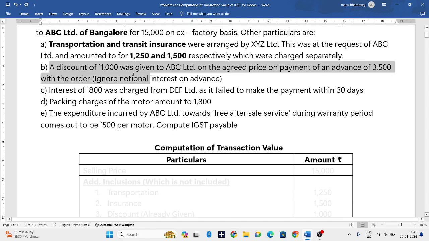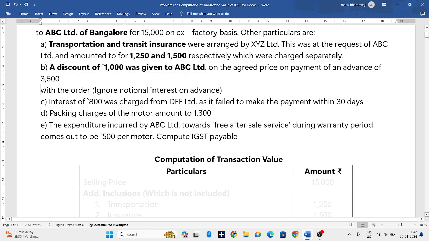A discount of 1000 was given to ABC Limited on the agreed price on payment of an advance. See, this is not a normal practice.